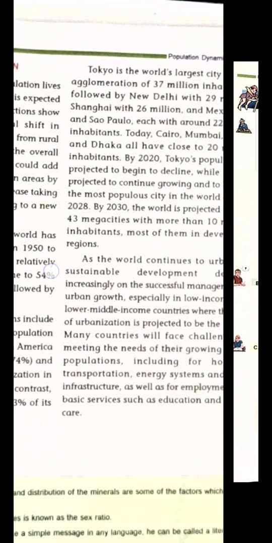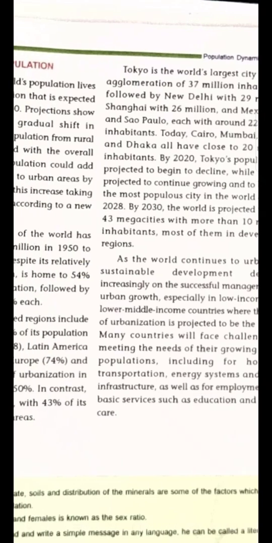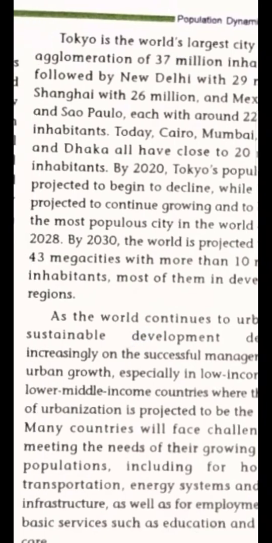Now we come to Tokyo, the world's largest city with an agglomeration of 37 million inhabitants, followed by New Delhi with 29 million, Shanghai 26 million, and Mexico City and Sao Paulo, each with around 22 million inhabitants. Today, Cairo, Mumbai, Beijing and Dhaka all have close to 20 million inhabitants. By 2020, Tokyo's population is projected to begin to decline, while Delhi is projected to continue growing and to become one of the most populous cities in the world around 2028.